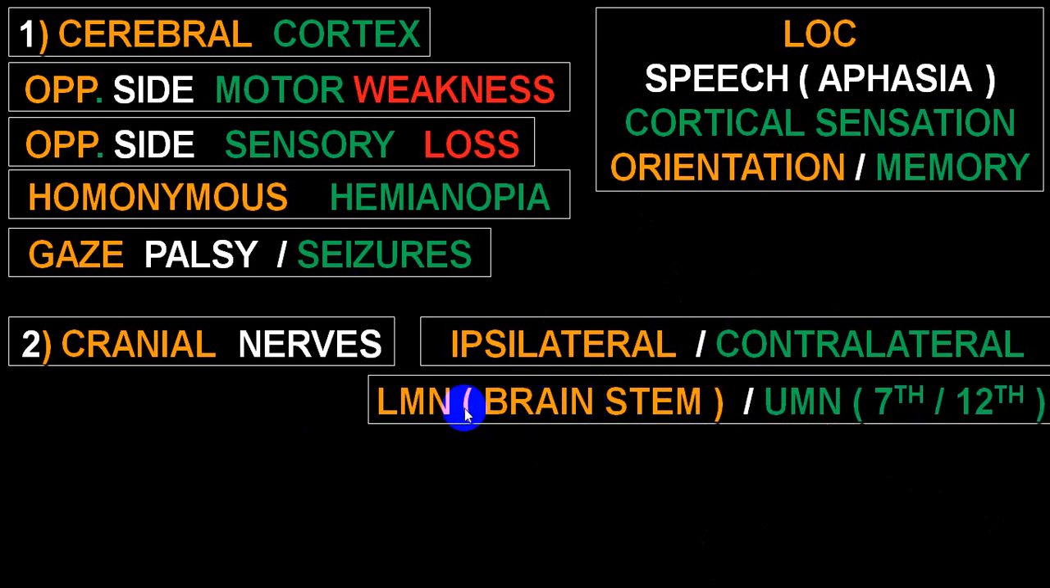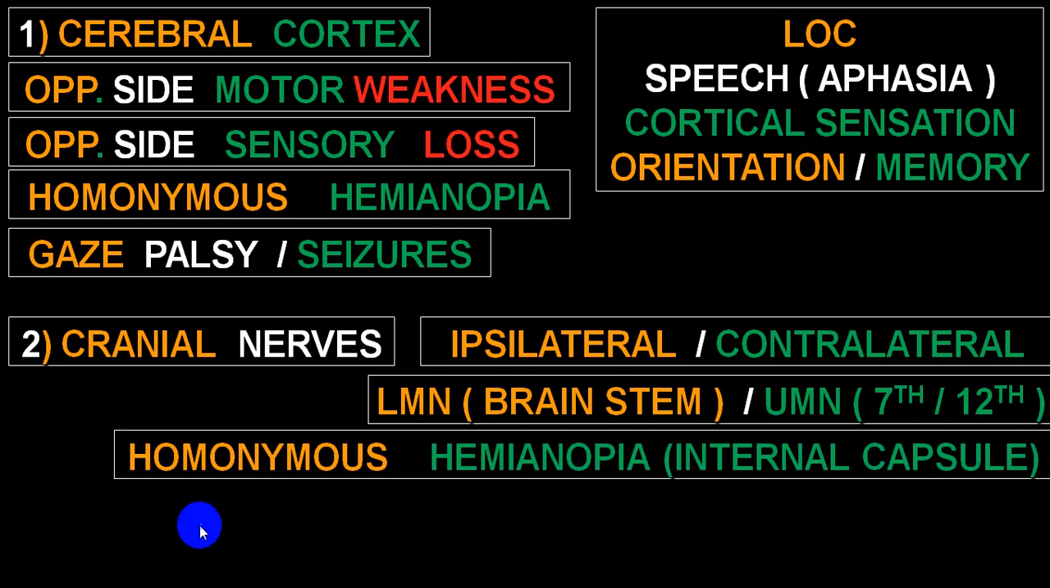In a lower motor neuron damage of cranial nerves, it has to be brainstem. But if there is damage above the brainstem, we will have upper motor neuron facial palsy and what we call hypoglossal, particularly genioglossus, involvement. That will be very, very common. Homonymous hemianopia, if it comes with hemiplegia, will be in the internal capsule.